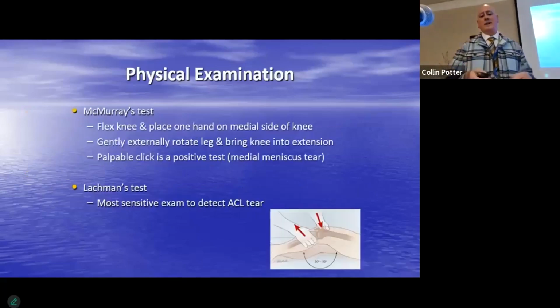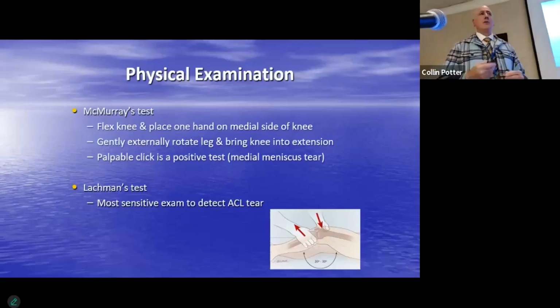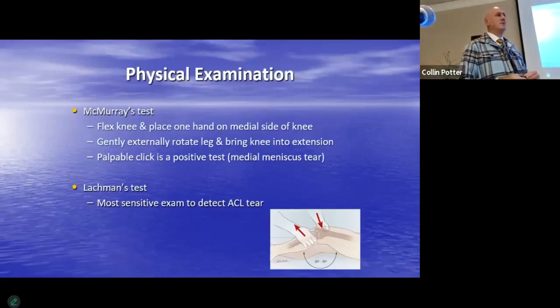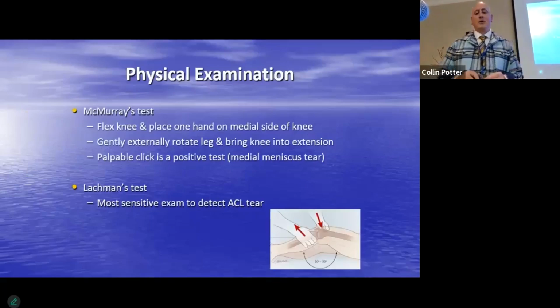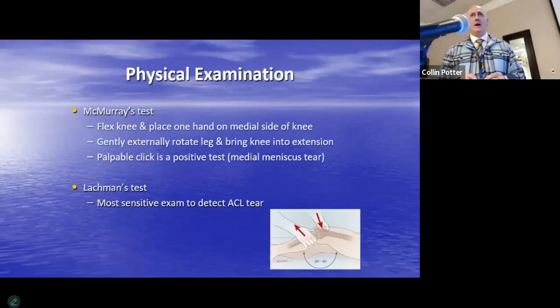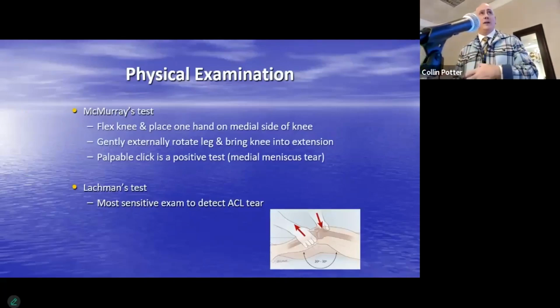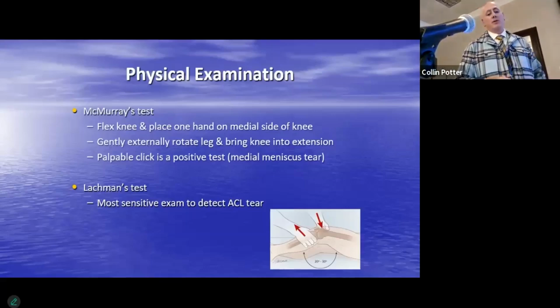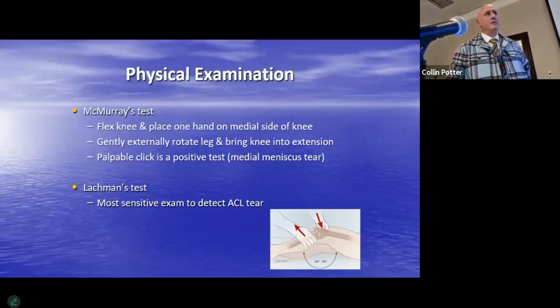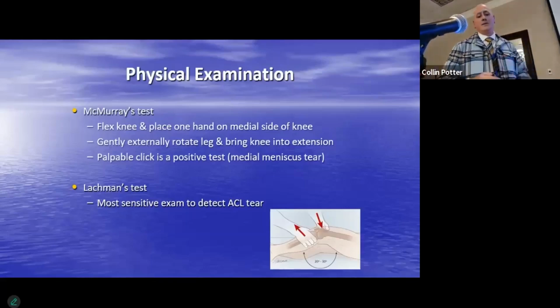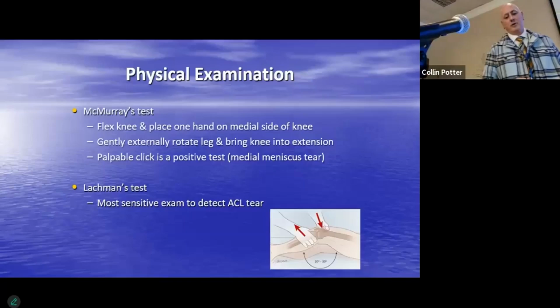Just some tests here. We're not going to demonstrate them, but if we're doing the McMurray's test, we're looking at meniscal pathology, right? If we're doing a Lachman's test, and we can do Lachman's with an anterior drawer too, then we're thinking about ACL injuries, right? And sometimes you can accidentally find a PCL injury while you're doing these exams as well, depending on what you're looking for.